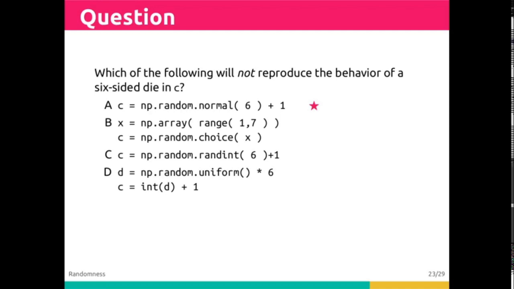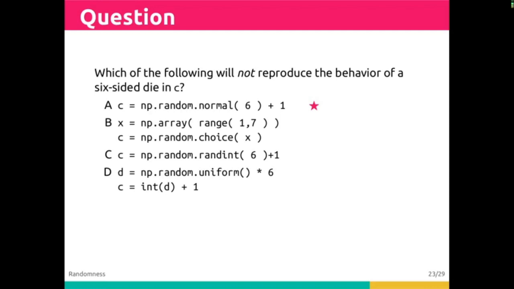Our answer is A. If we examine these from the bottom up, we can see that D sets up a value d, np.random.uniform times 6, so it's selecting a value between 0 and 6. It's taking the integer representation of that, so it's going to chop off the decimal fractional part and just leave the whole number part. 0, 1, 2, 3, 4, 5 would be what was left in that range. And it's going to add 1 to it. 1, 2, 3, 4, 5, 6. So D successfully reproduces the behavior of a six-sided die.